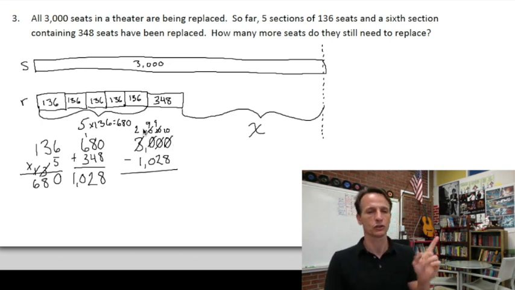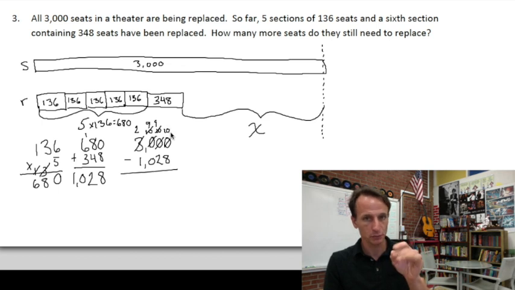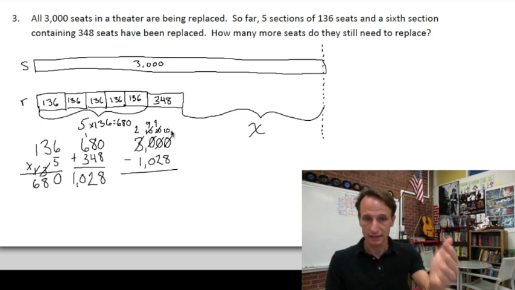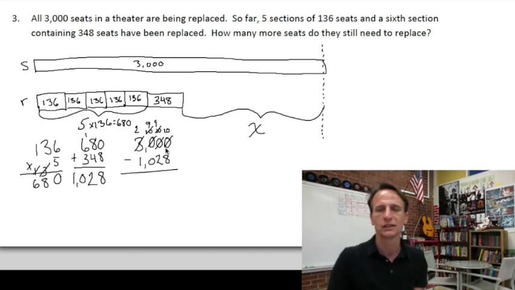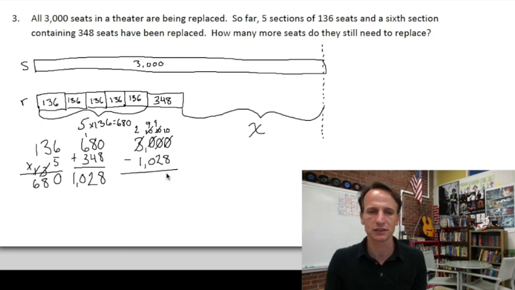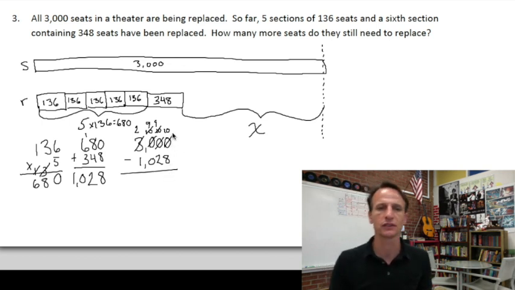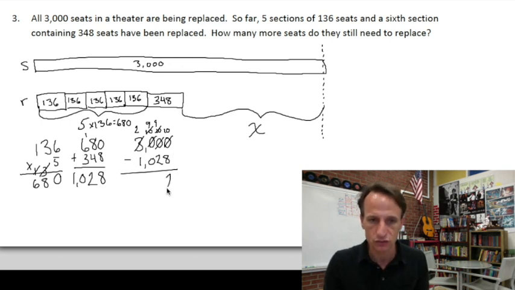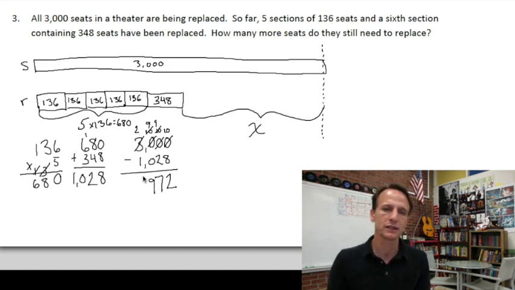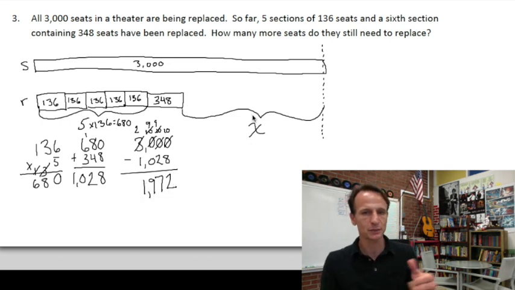Common mistake here is to write this 2999. Okay, but you see when we get to the ones place, the place we're regrouping to here, it's actually 10 ones brought over. So slow down sometimes if you need to, okay? So now we can subtract straight across. So 10 minus 8 leaves 2, 9 minus 2 is 7, 9 minus 0 is 9, and 2 minus 1 is 1. 1,972, that's how many seats remain.